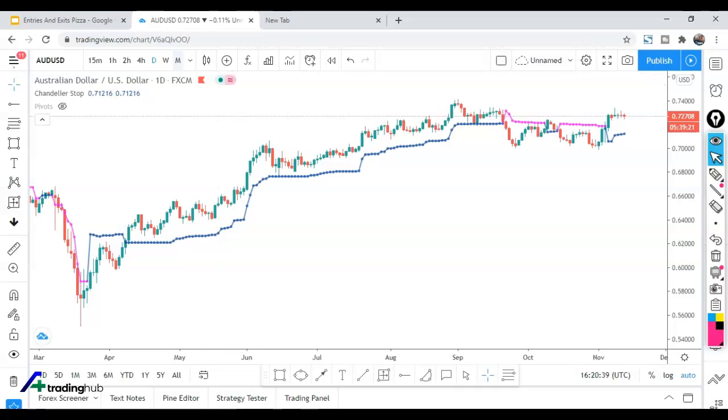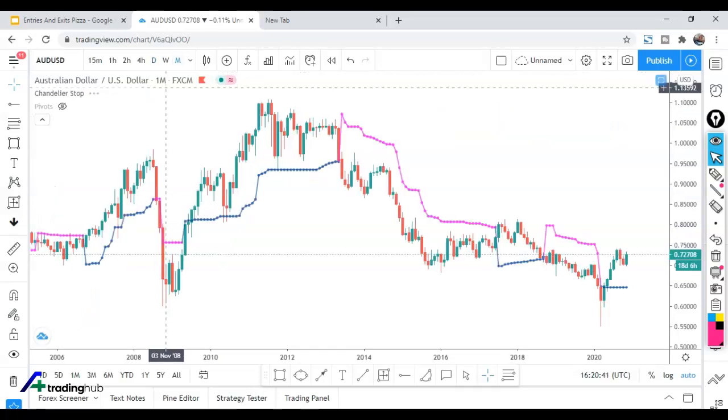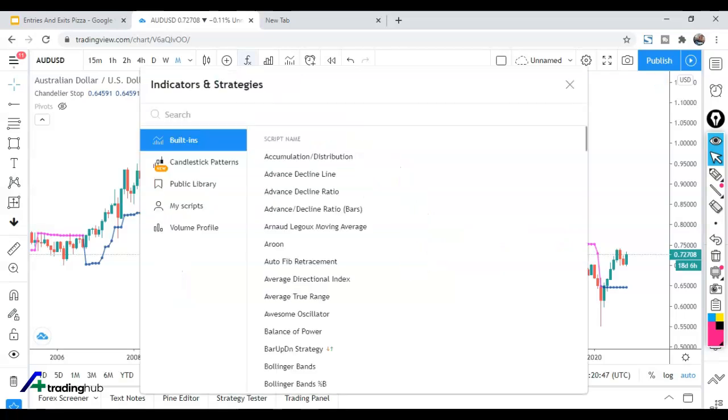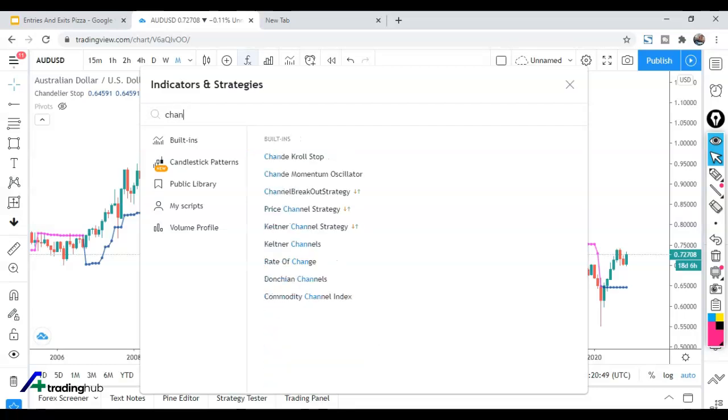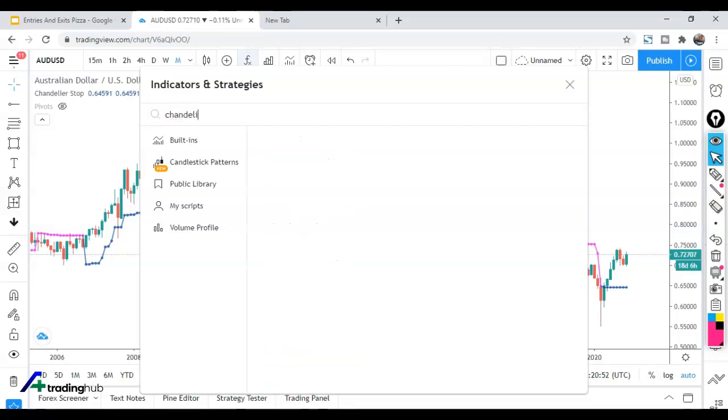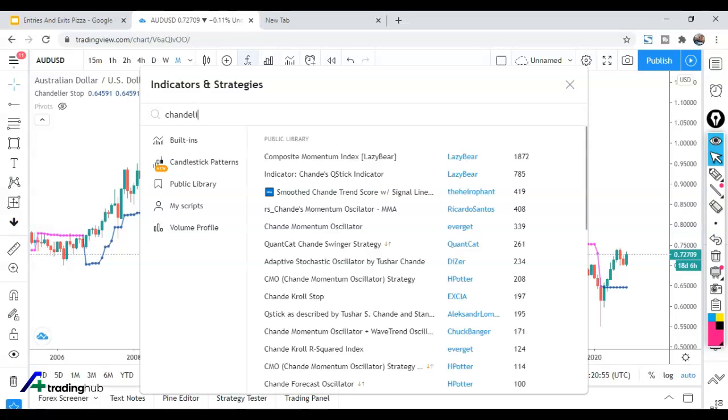Actually, what you can do to bring it out is you go to here. Just type Chandelier stop from here, and it comes up.